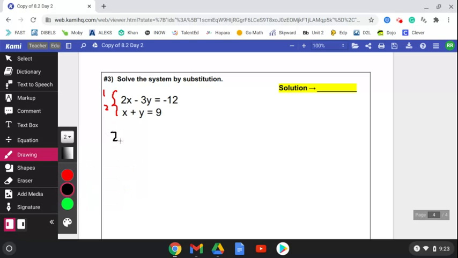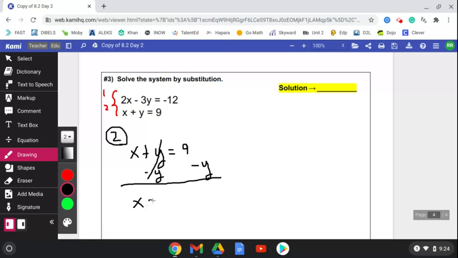Let's copy the second equation down. So I'll put a 2 and circle it. I'm copying the second equation down, and I'm going to solve this equation for x. And so I want my y on the other side. So I'm going to subtract y from both sides to move it to the other side. Those y's would cancel, and so x is 9 minus y.